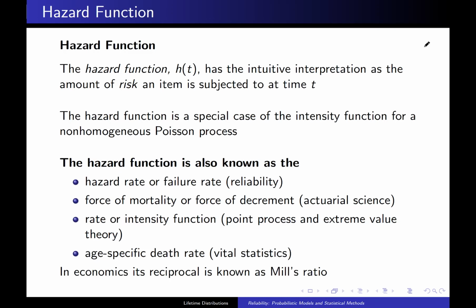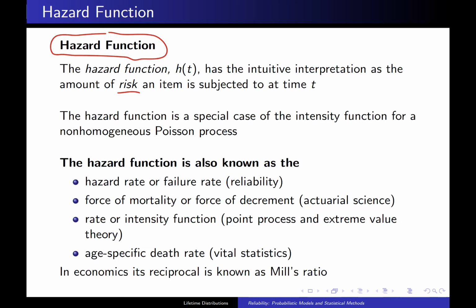So we have covered the first two lifetime distribution representations, and those are the survivor function and the probability density function. We now look at the third of the lifetime distribution representations, and this is the hazard function. The hazard function, denoted by h of t, has the intuitive interpretation as the amount of risk an item is subjected to at time t. And on the next slide, we'll indicate why that risk is an appropriate term.